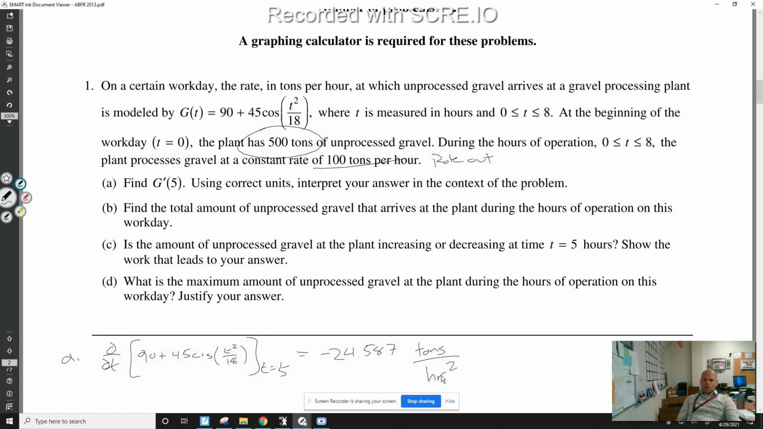You can say the rate at which unprocessed gravel arrives is decreasing by 24.587 tons per hour. Okay? You can say that, but you can literally just say it's the rate of change of the rate at which gravel arrives. They're going to talk about decreasing in the scoring guidelines, I guarantee you, and they're going to use the absolute value. It's like the rate at which unprocessed gravel is arriving is decreasing at 24.587 tons per hour squared. But I don't know. Just don't make it hard on yourself. But understand that it's a second derivative.